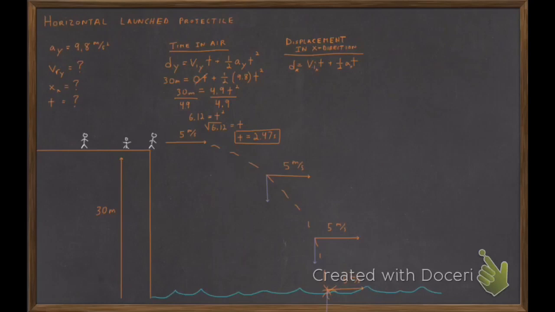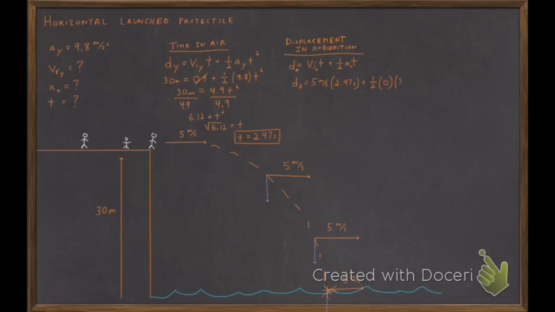Well, we said that the person, as he runs off the cliff, is traveling at 5 meters per second. That's horizontal. That's the x direction. So dx, displacement in the x, is equal to 5 meters per second times our time. And we said our time was 2.47 seconds. And that's plus 1/2. Our acceleration in the x direction is what? Well, our acceleration is 0. There is no acceleration in the x direction. We are moving at a constant.